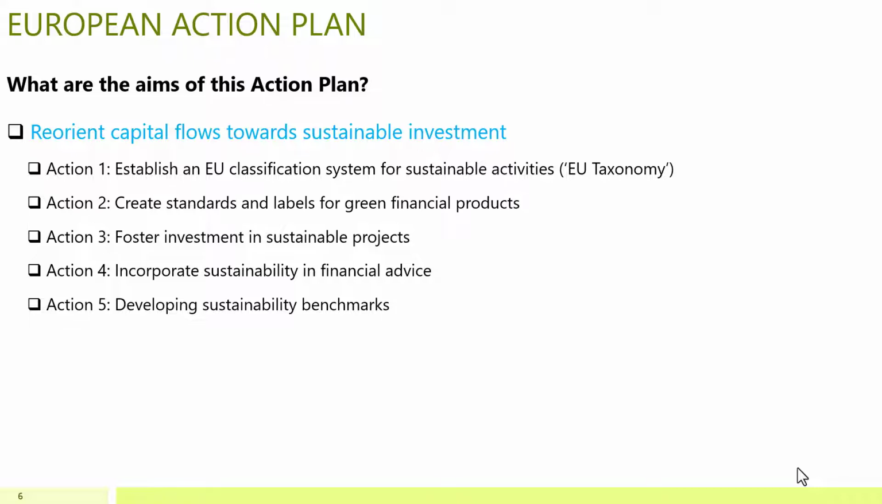The European Union also wants to foster investments in sustainable projects. It wants to incorporate sustainability in financial advice. So if you go to your financial institute, have some money to invest and discuss this investment, then your financial advisor must fulfill certain criteria and has to have a kind of protocol or guidelines where he has to mention something about sustainability. And then, of course, Action 5 wants to establish benchmarks for comparisons.